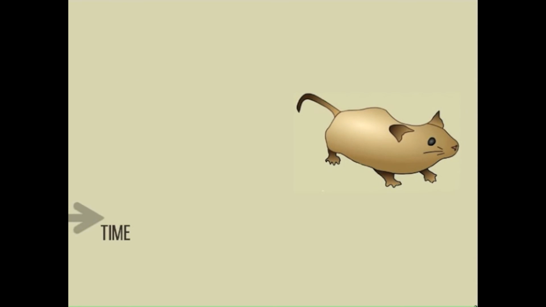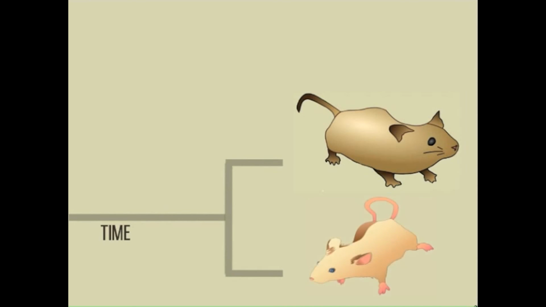You can probably imagine that, if given enough time, one population of mice might amass enough changes in its gene pool to make it very different from other populations of the same mouse species. When this happens, it is known as speciation, and the process is often depicted on diagrams like these, known as cladograms.